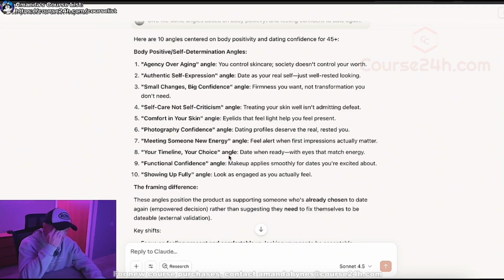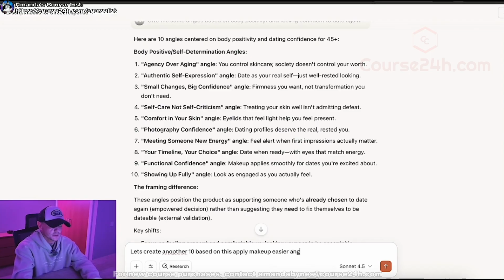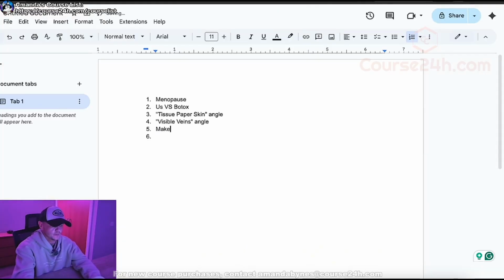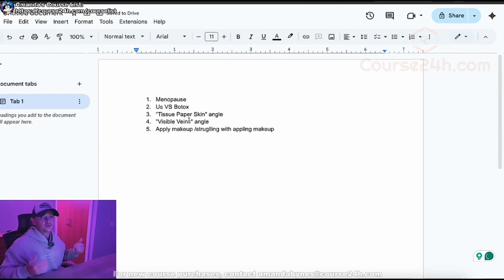Makeup applies. Oh, that was a good one from when we were doing the brief creation, actually. Makeup. Let's create another 10 based on this apply makeup easier angle. Well, that could actually just be our one. Apply makeup, or struggling with applying makeup. So we've got 5 angles here that we can already kind of start tapping into, and that is the process that I would always use. And obviously I'm quite experienced in doing this. I was able to wrap that off quite quick, but it's the exact same process that you should use.